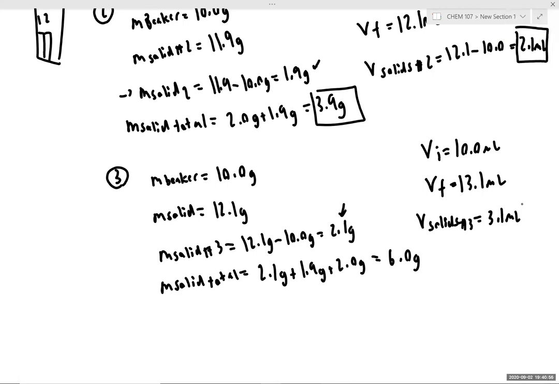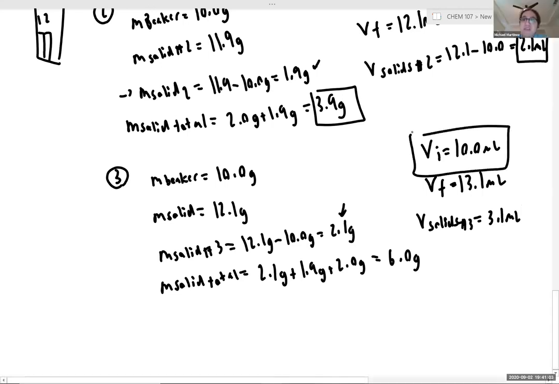Yes, so just to recap, the volume initial and volume final, that's going to be given to us. The volume initial will be the starting volume of just water before everything was added. And this will be the same for all of the trials. Gotcha.